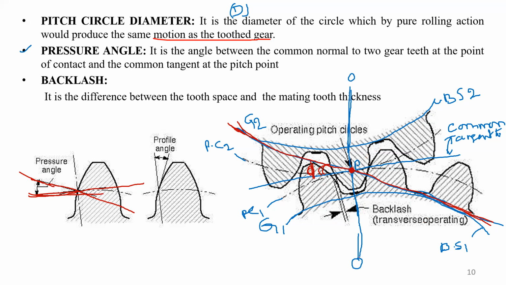If you draw a line, let us say this is the center of the circle, this point is A, and this point is P. This angle also forms the pressure angle phi. Here it is 90 degrees, and this is the angle. OA represents the radius of the base circle, and OP represents the radius of the pitch circle.